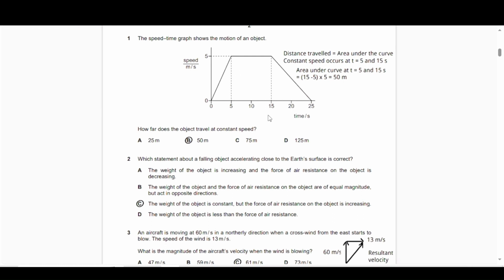We know that the length is 15 minus 5, that's going to be 10. The breadth is going to be 5 essentially, 0 to 5 or 5 minus 0. And then if you multiply those together, you get a value of 50 meters.